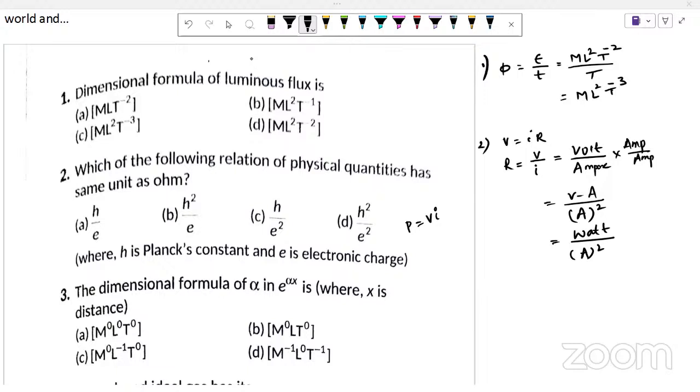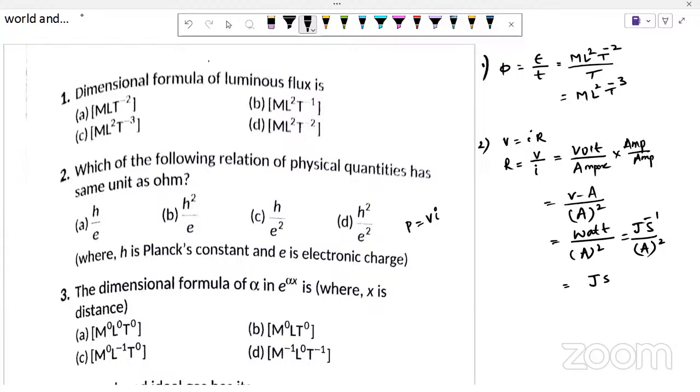Volt ampere is the unit for power. What is the unit of power? Watt. Watt divided by ampere square. You can also write this in terms of joule second inverse divided by ampere square. That means I can write this as joule second divided by ampere square right now, isn't it? So joule per second, divided by ampere square.